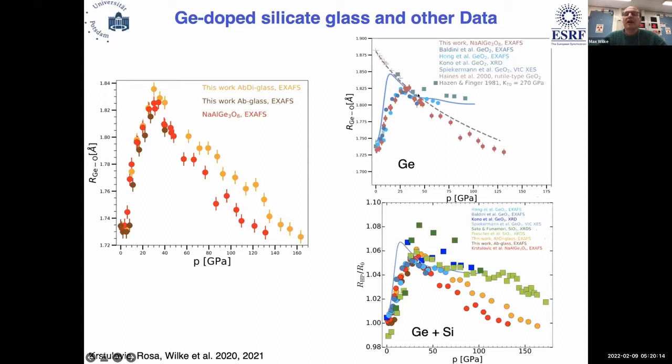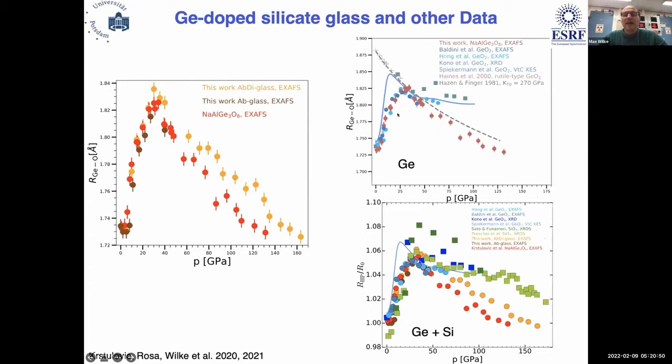And if we would now ask ourselves what the distance of a germanium octahedron is that is only compressed, we can estimate this from crystalline germanium oxide in the rutile structure. And if we just extrapolate this variation up to higher pressure, we would end up with this kind of line, which comes relatively close to what we observe in our glasses, in our germanium albite glass.